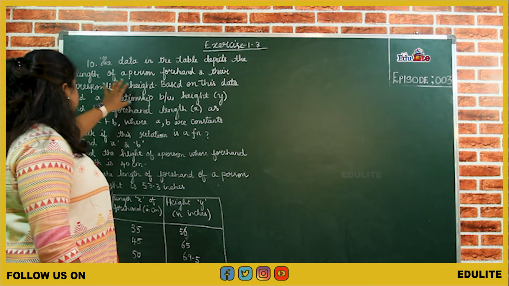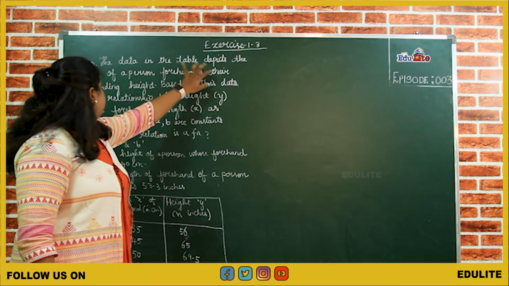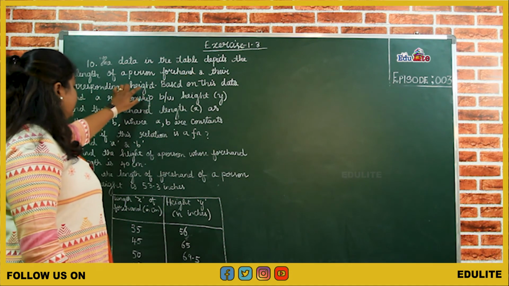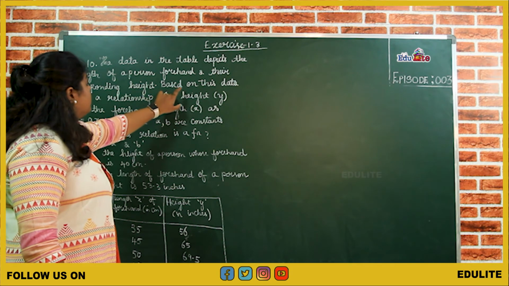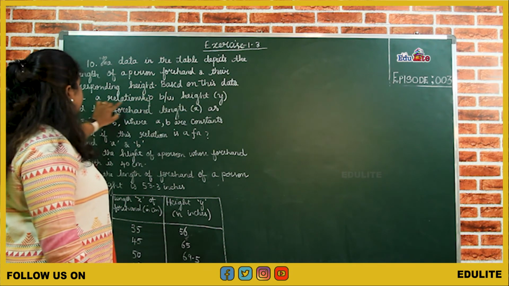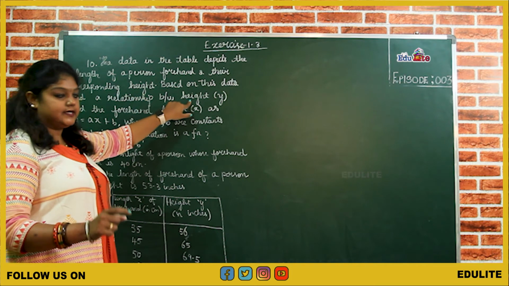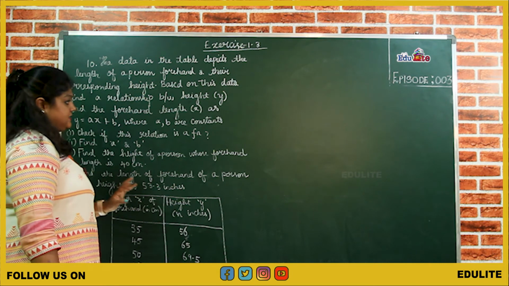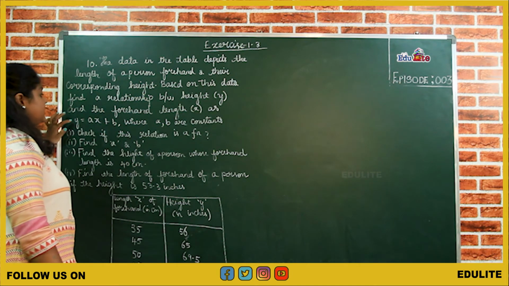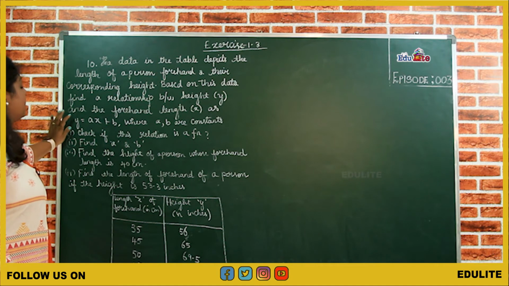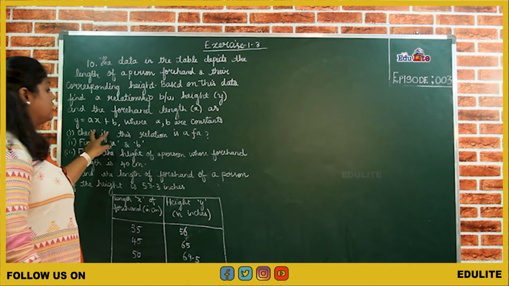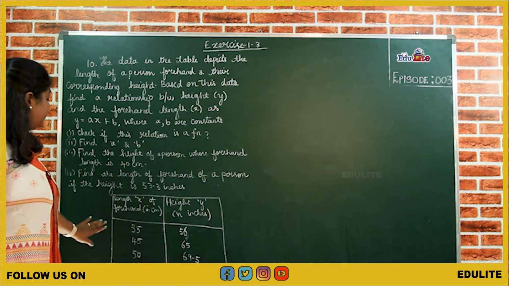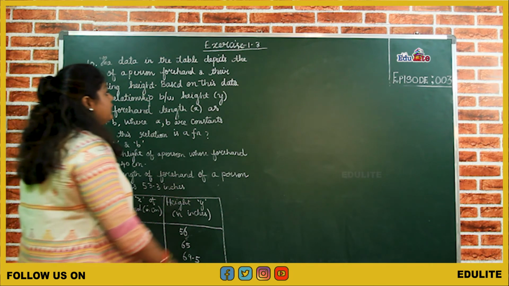Last problem in this exercise: the data in the table depicts the length of a person's forearm and their corresponding height. Based on this data, find a relationship between height, considered as y, and forearm length, considered as x. The given relation is y equals ax plus b. In this relation, a and b are constants, and we have to find all these things depending upon the data given to us. We will do it one by one.